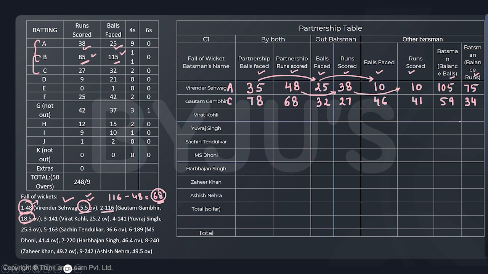And in the second partnership with C, Gautam Gambhir, he made 46 runs in 41 balls. So B is still playing. A has got out. He was Virender Sehwag. C has got out. He was Gautam Gambhir. Let's look at the next fall of wicket.